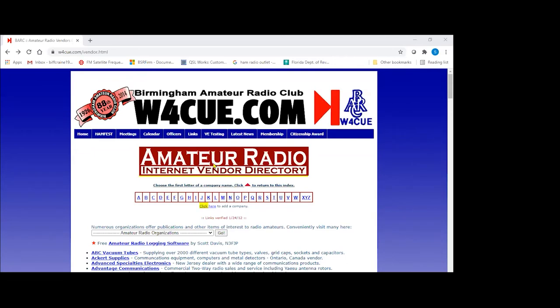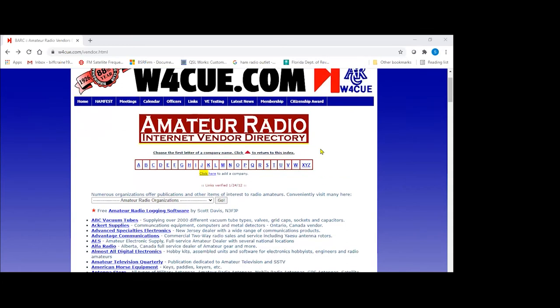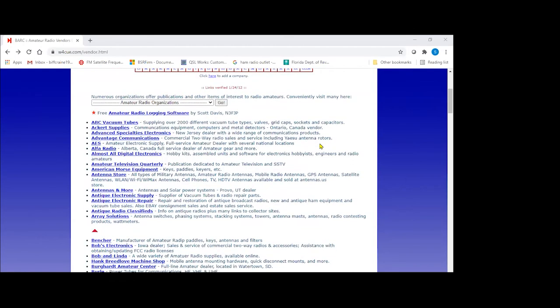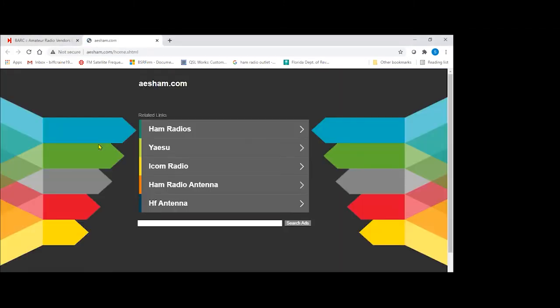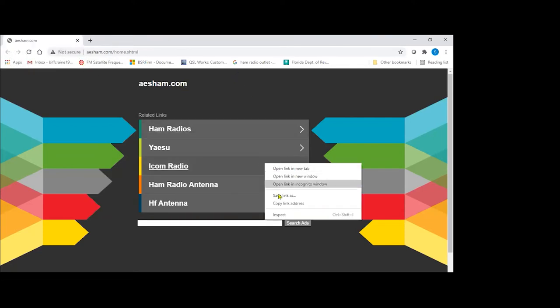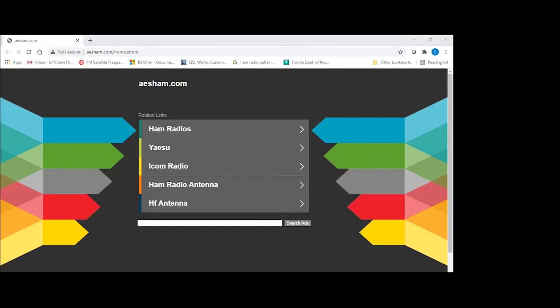And you can see their website, w4cue.com. And this is the Amateur Radio Internet Vendor Directory. Now, this is not updated frequently. So some of these places that you click on, like AES, you'll get something like this. Yeah, they're not there anymore. So that is one reservation that you have about this particular service that they have there.